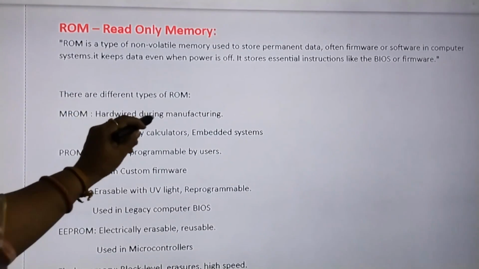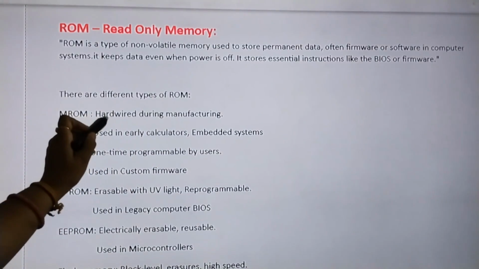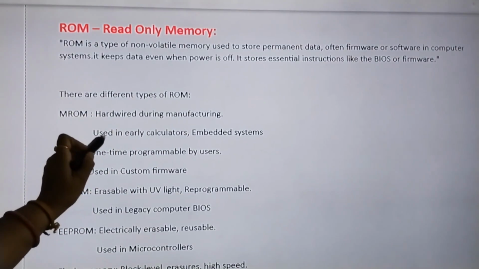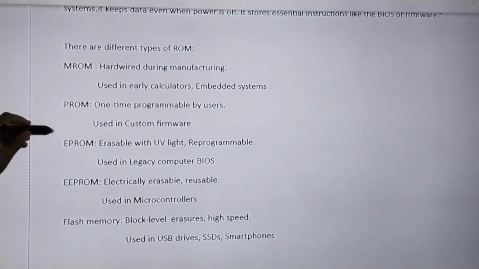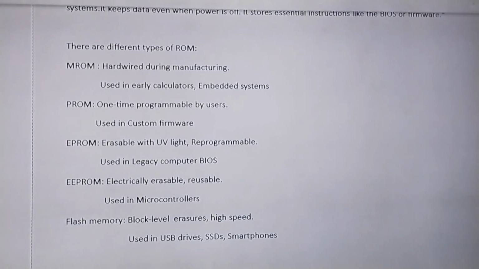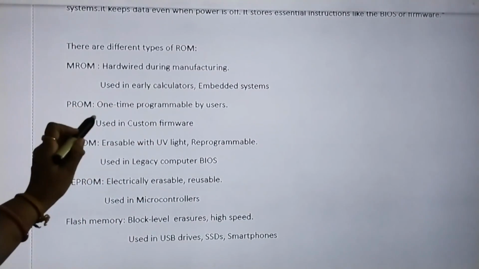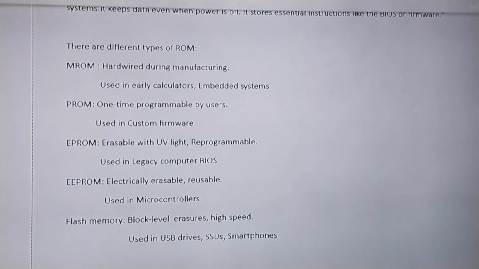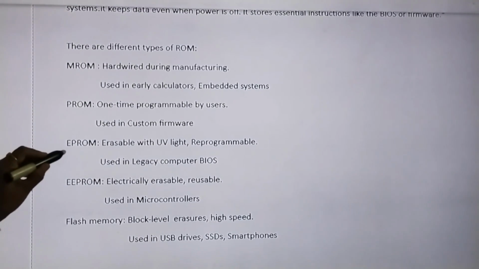It is hardwired during manufacturing, so its connections are hardwired, and it is used in early calculators and embedded systems. The next type of memory is programmable read-only memory. It can be programmed only once by users, so it is used in custom firmware. It cannot be reprogrammed. Once it is written, it is final.